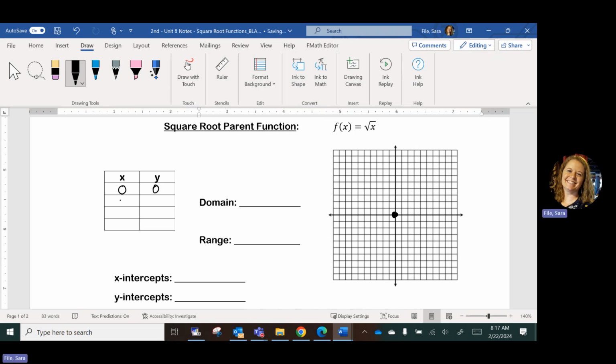Okay, what if I input a 1? What would be the square root of 1? 1. So there's a point at 1, 1.